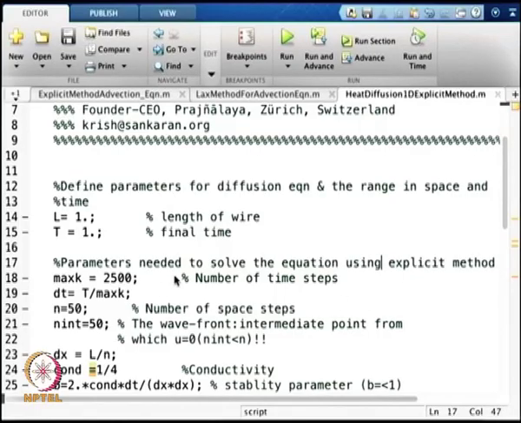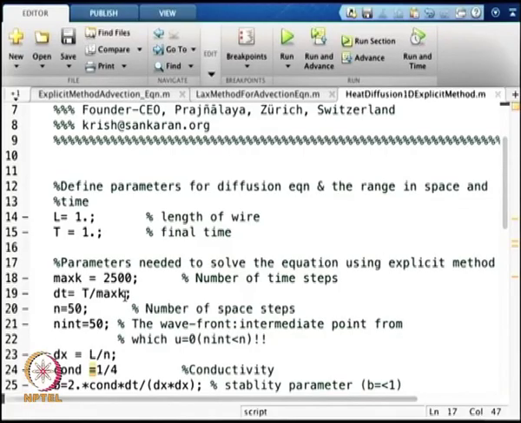The parameters we need to solve this heat diffusion equation using the explicit method are in this part of the code. We are setting the maximum time step as 2500. We are setting the value of delta t. As I said, this is going to be very small if we are going to use forward in time, centered in space. It is given by the maximum time t divided by the maximum time step, so 1 divided by 2500. As you can see, this is very small, and the number of space steps is going to be 50.